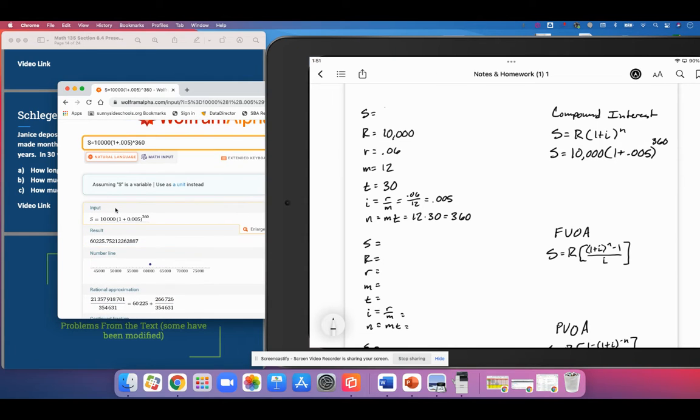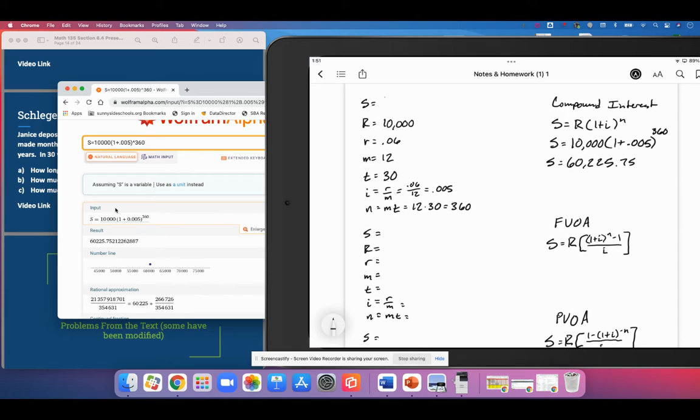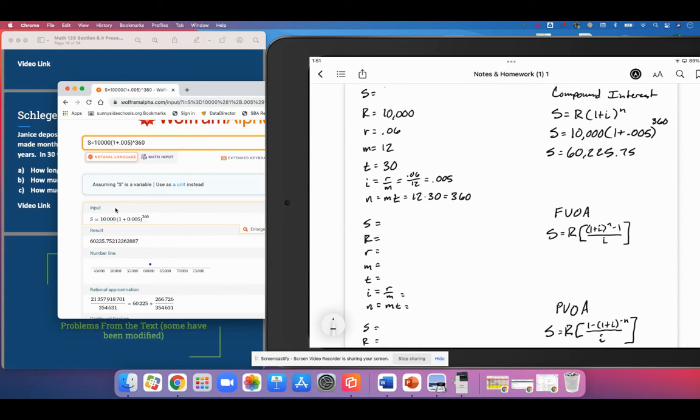So her $10,000 is going to grow to be $60,000 and some change. So that grows to be $60,225.75. That's just part of what Janice is going to have. So I'm going to highlight that for myself. This is the compound interest piece from the $10,000.